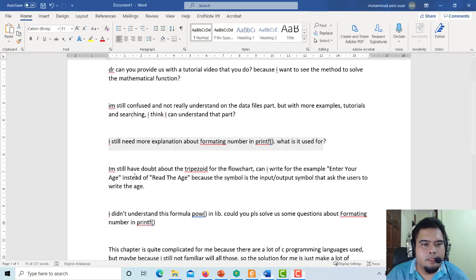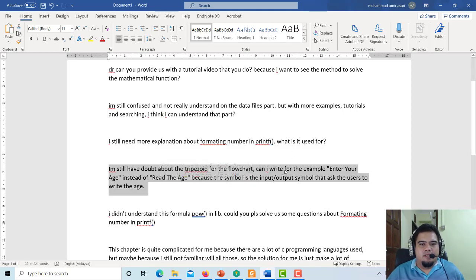Okay, next question is: I still have doubt about the trapezoid of the flowchart. Can I write, for example, enter your age instead of read your age, because the input output symbol asks the user to write the age?